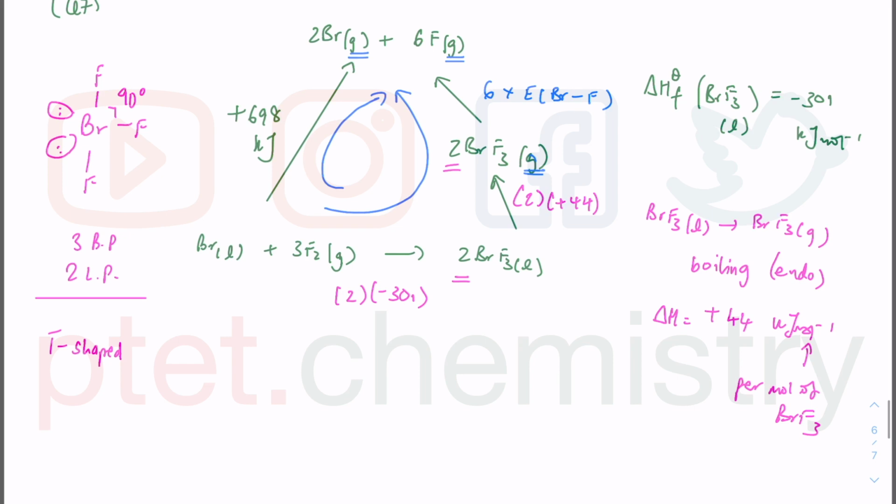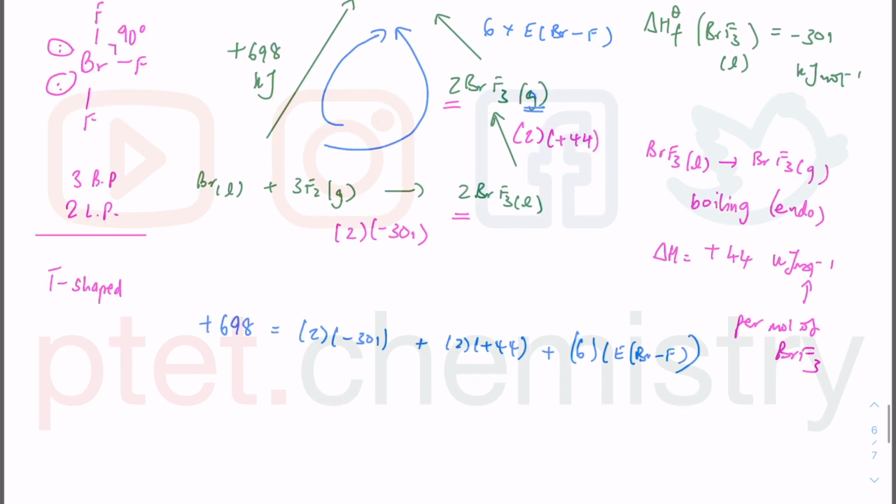So Hess's law says that the enthalpy change of a reaction does not depend on which path you take. So I can take this path, for example. So there'll be 2 times minus 301 for the one at the very bottom. And I can add that and add that together. So plus 2 times plus 44 plus 6 times the energy of Br-F, close that bracket and close another big bracket.